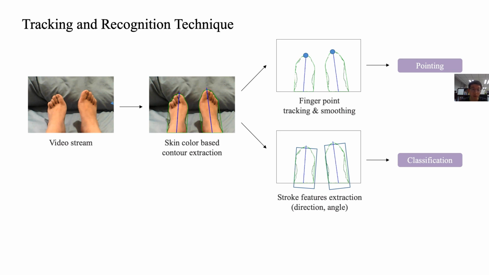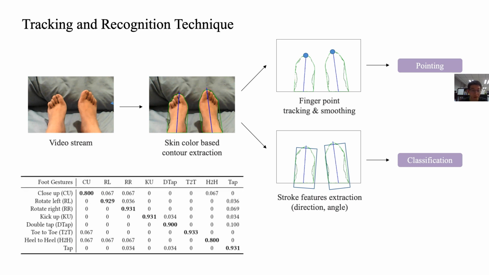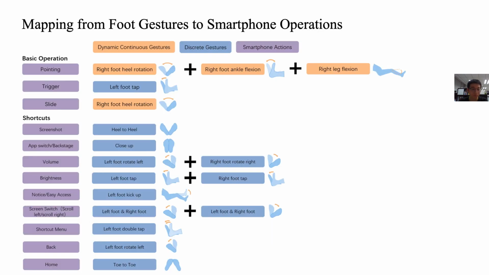As for the tracking and recognition technique, we segmented the foot from the background by color in HSV space, detected the contours of the feet, and extracted feature points. The right foot fingertip is tracked smoothly and mapped to cursor movement. The stroke features were extracted according to the direction and angle and were used for discrete gesture recognition. The table shows the performance of the gesture recognition algorithm.